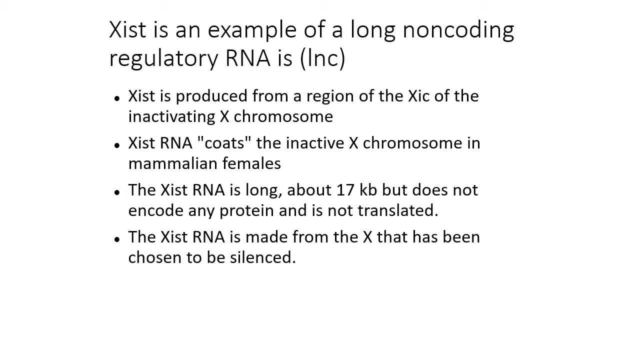So what happens during early embryonic development that initiates this process is the Xist is produced from this region, and it physically coats the future inactive X chromosome. The Xist RNA does not encode any proteins, and it's quite long, about 17 kilobases in total. And it is made from the X that has been chosen to be inactive.